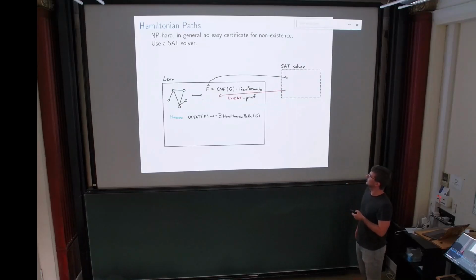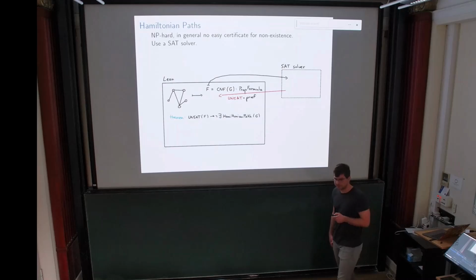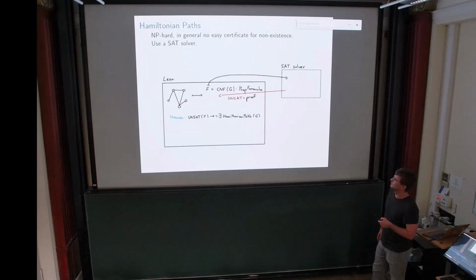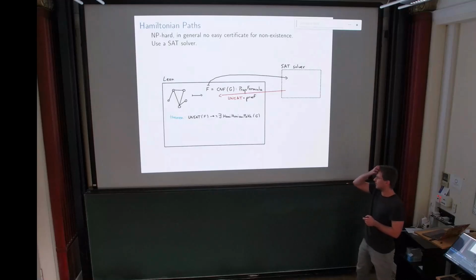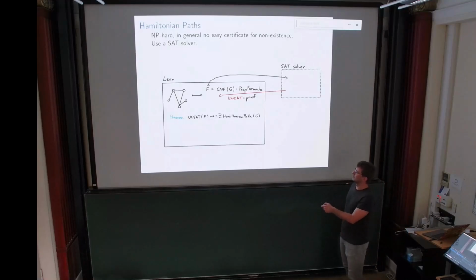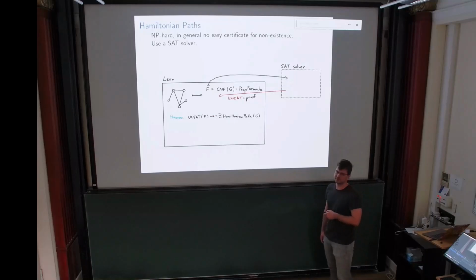The other possibility is that the SAT solver says, okay, this formula is unsatisfiable. But then SAT solvers these days are able to provide resolution proofs that this formula is indeed unsatisfiable. So then what we can do is show that the encoding of the Hamiltonian problem into SAT in Lean is correct. Basically, we just need this direction, which says that if the formula F is unsatisfiable, then there doesn't exist any Hamiltonian path in the graph G.